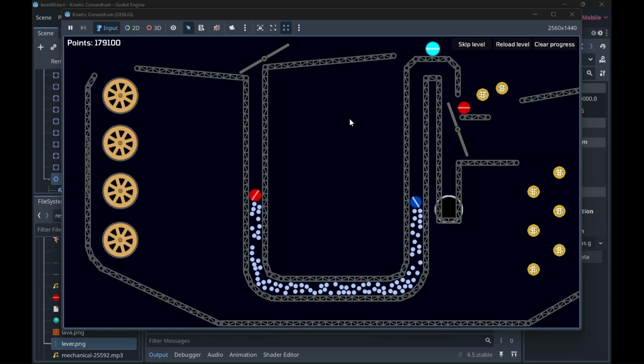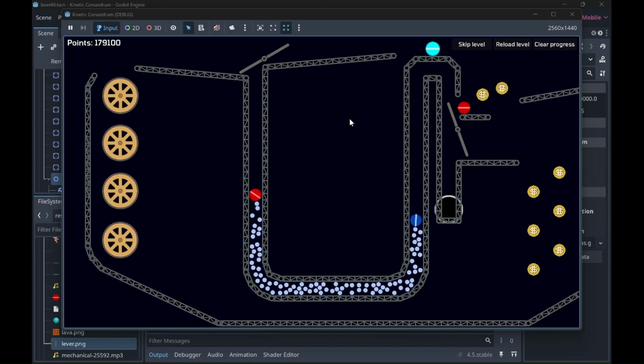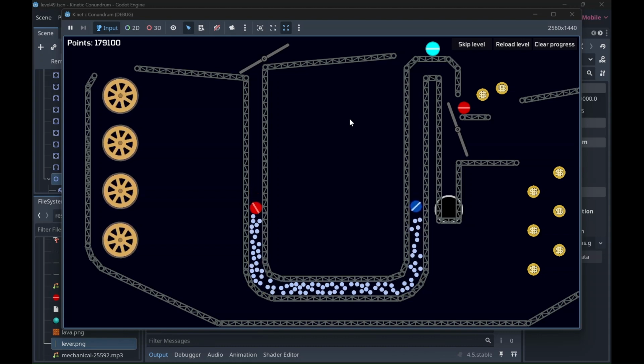In case you are wondering, the UI is from the development version of my game Kinetic Conundrum, so you're getting a sneak preview of what the next version is starting to look like.